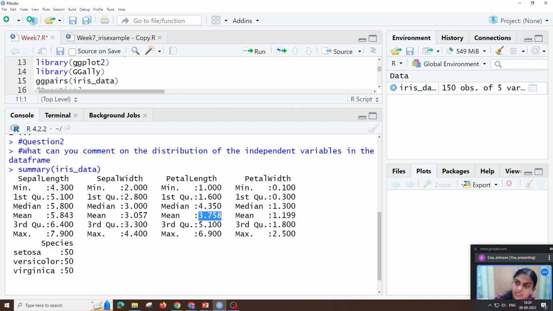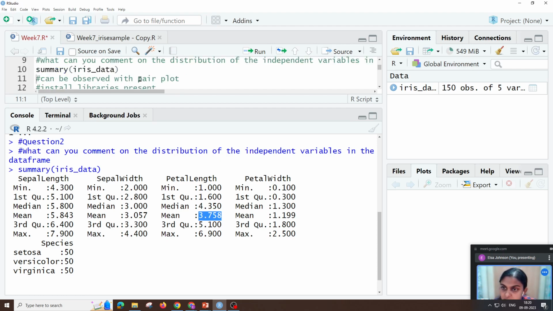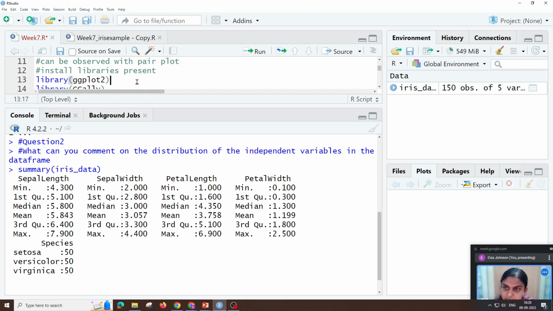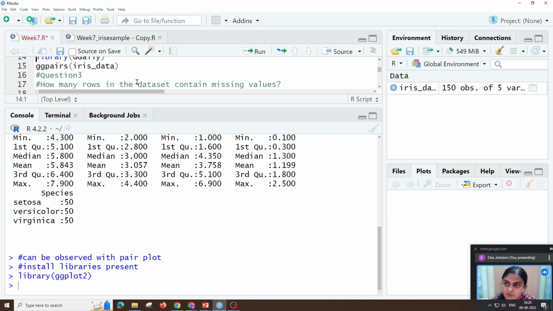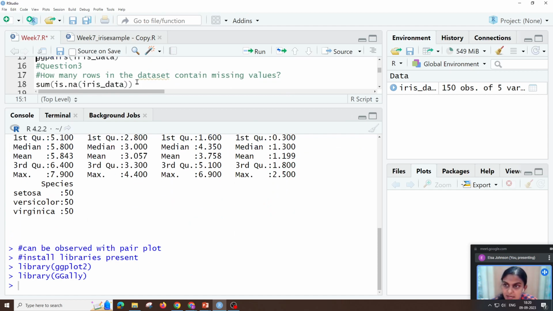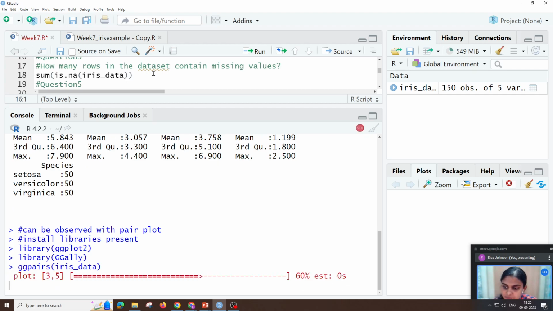For that it's better if you install these two libraries. If it's not present, you can use install.packages with this particular name if you know the name, or otherwise just search for how to plot a pair plot. One way you can see the distribution is with a pair plot. For that these libraries need to be installed, so I will install those libraries. And this is the command you have to give, ggpairs of iris_data.